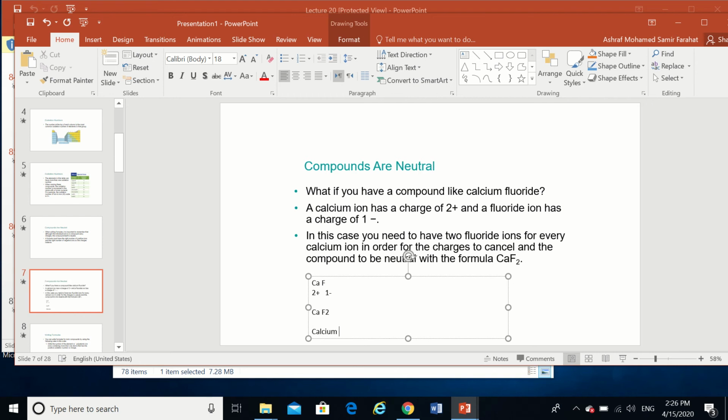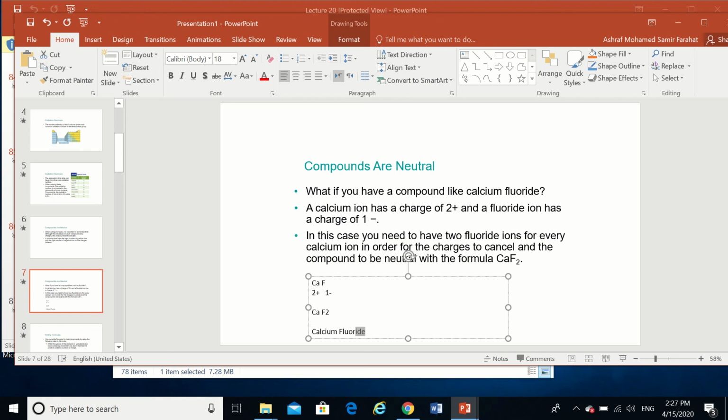But when fluorine participates in a compound with the calcium, we don't call it fluorine, we call it fluoride. Okay, so it becomes fluoride. So I need to add this IDE ending at the end of the element. So for example, oxygen becomes oxide, nitrogen becomes nitride, and sulfur becomes sulfide, right? So I have to add this IDE.